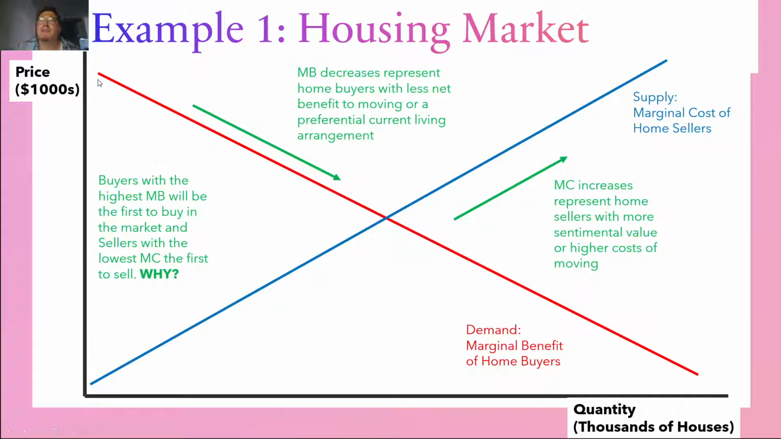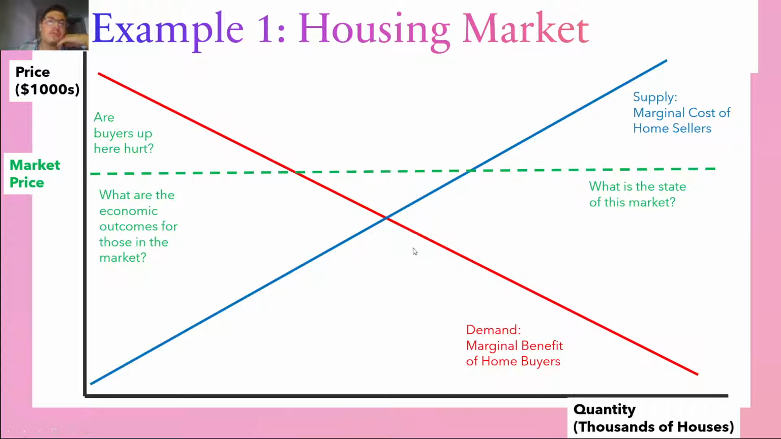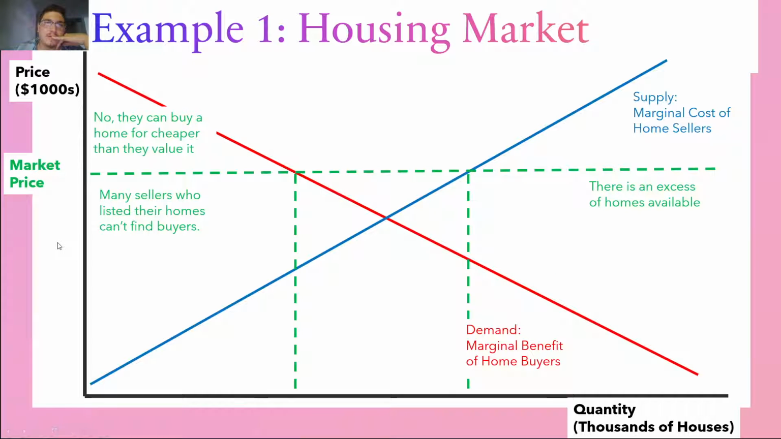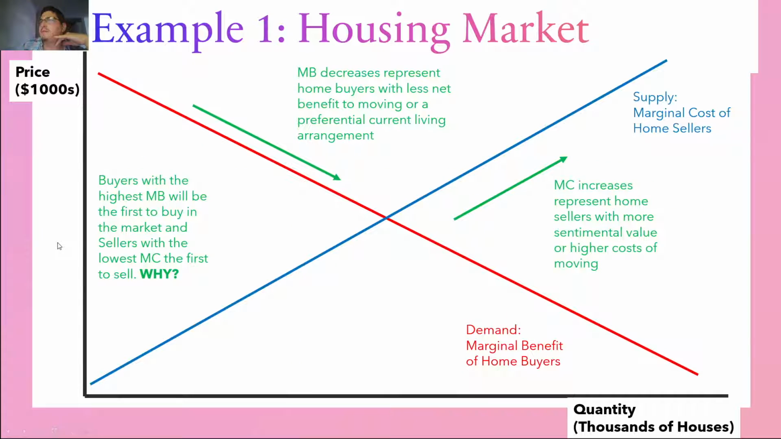Why is it likely that the people that have the highest marginal benefit of buying a home, and the lowest cost of selling a home, are going to be the first to do an exchange? Could be any number of reasons for it. The answer is going to pop up here. I guess I didn't put the answer in here. All right. Well, they're the ones that are most looking for the sale.